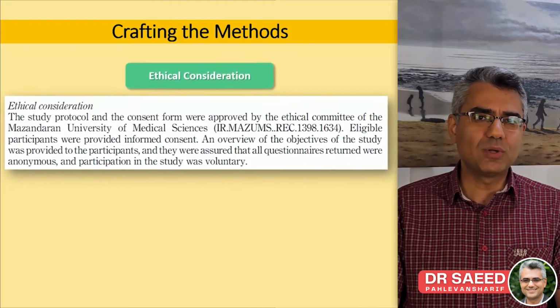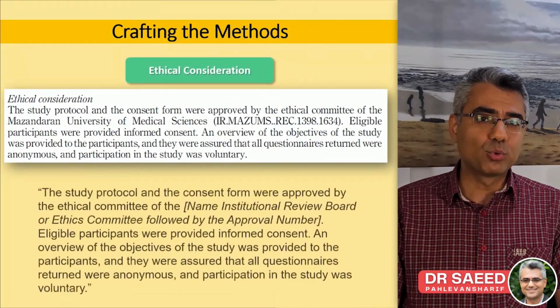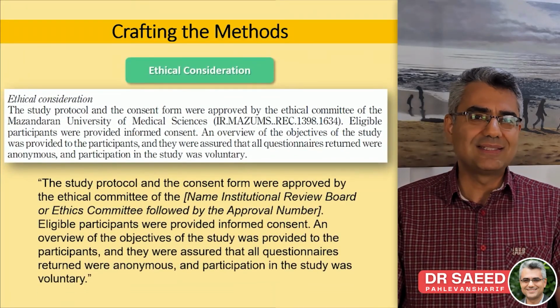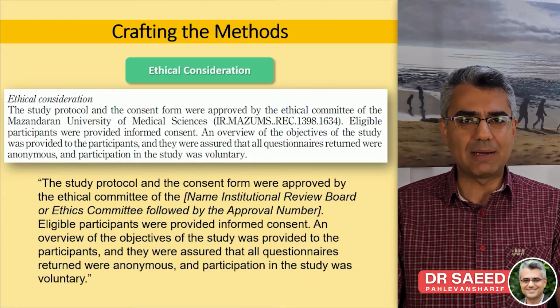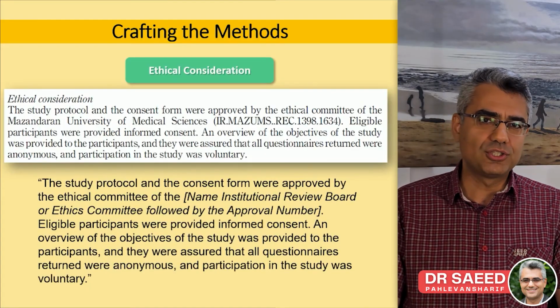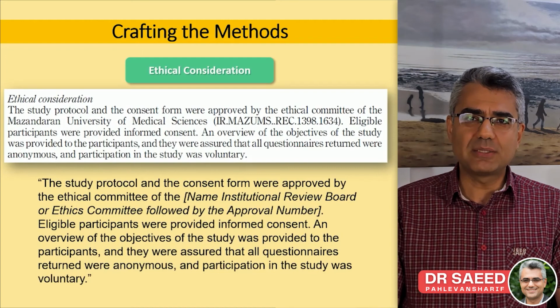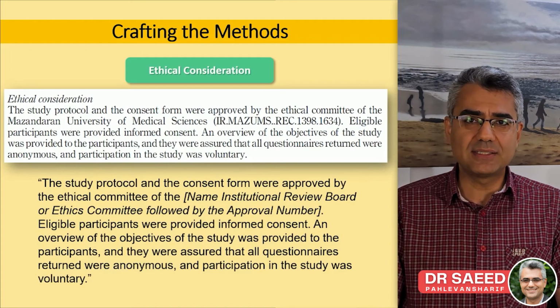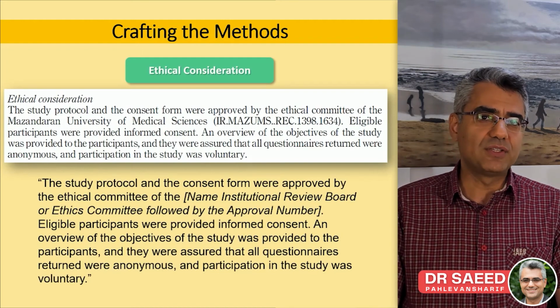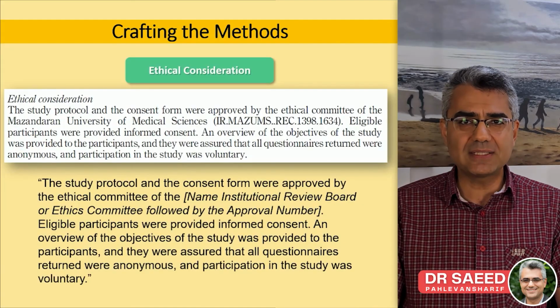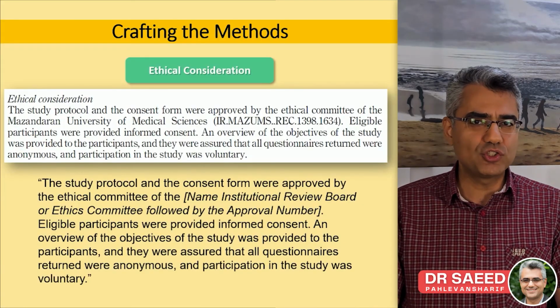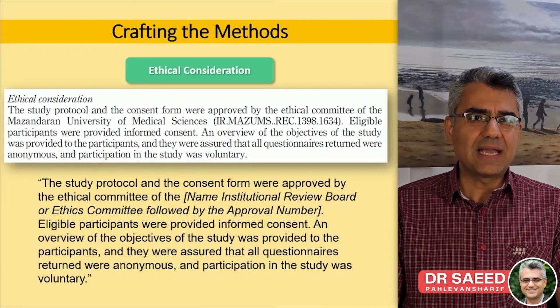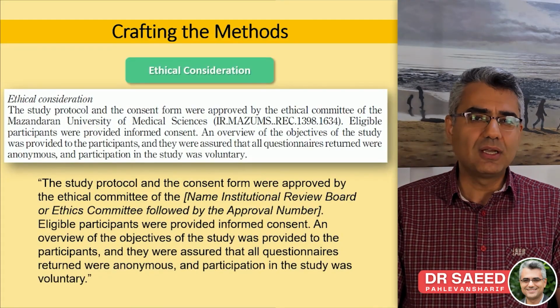The study protocol and the consent form were approved by the ethical committee of the name of the ethics committee and the approval number. Then you can continue, eligible participants were provided informed consent. An overview of the objectives of the study was provided to the participants, and they were assured that all questionnaires returned were anonymous and participation in the study was voluntary.